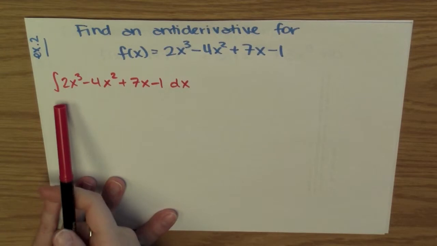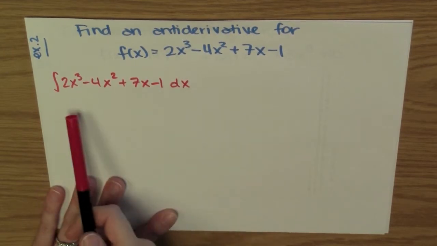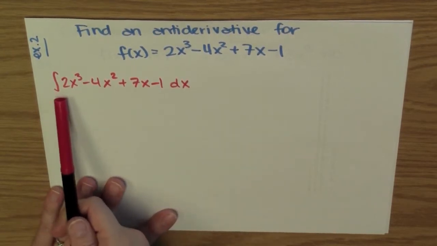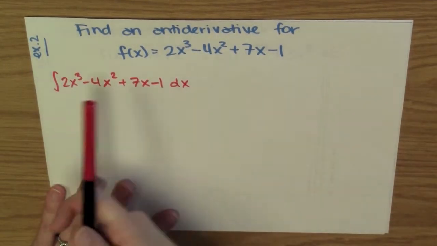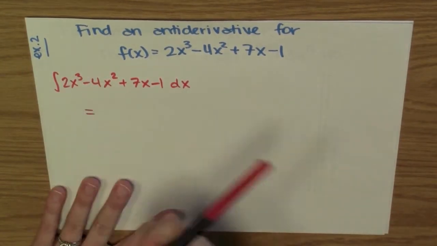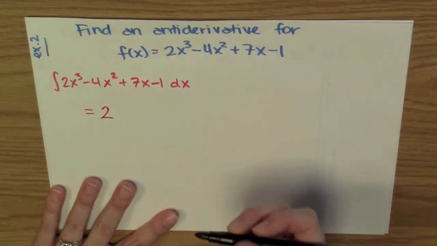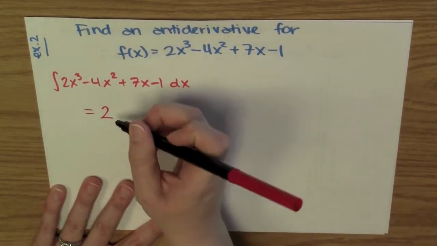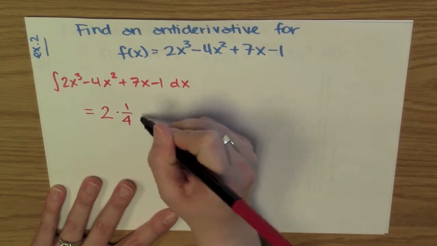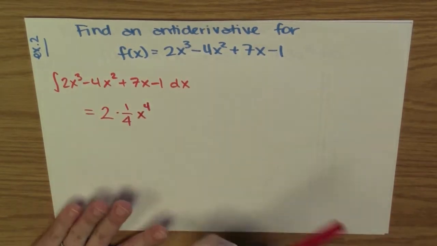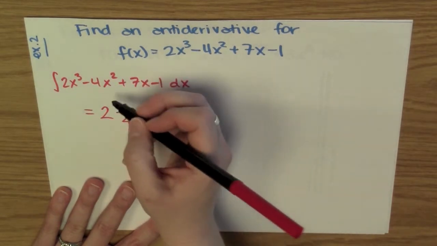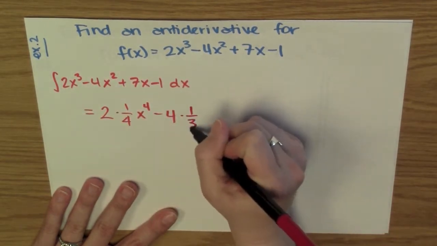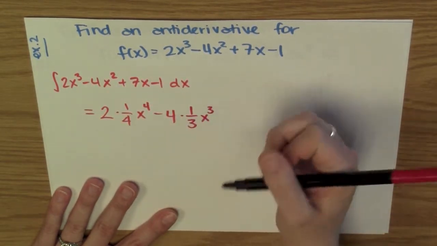Again, I know that the antiderivative of a sum is a sum of the antiderivatives, and I also know that if I have a constant, I can factor it out. So what I'm getting here is I take the antiderivative of 2x cubed. Well, that 2 can just sit there, and then the antiderivative of x cubed is 1/4 x to the 4th power. Next, I have minus 4, and the antiderivative of x squared, which is 1/3 x cubed.